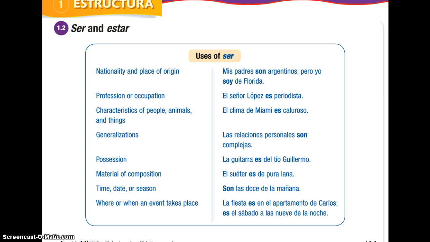And finally, the where or when an event takes place. This isn't talking necessarily location, so notice the difference. La fiesta es en el apartamento de Carlos. Es el sábado a las 9 de la noche. Getting back to time.